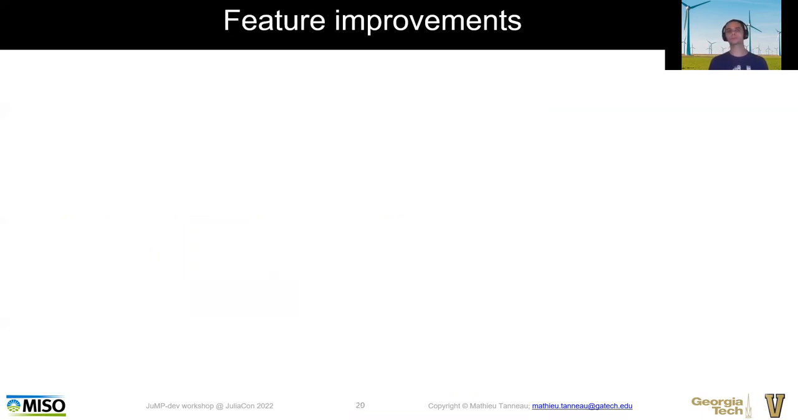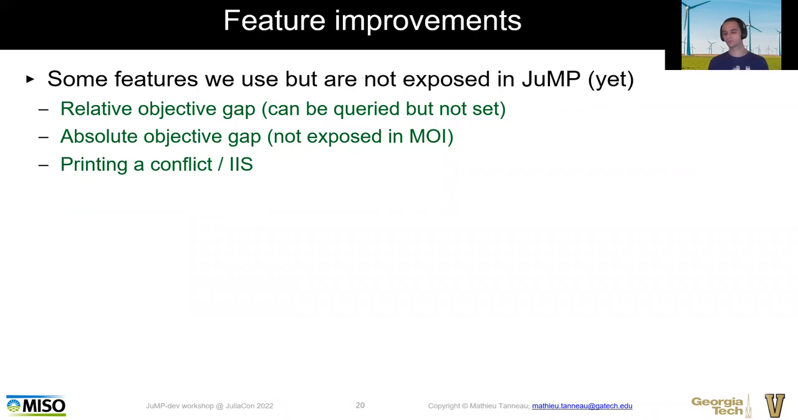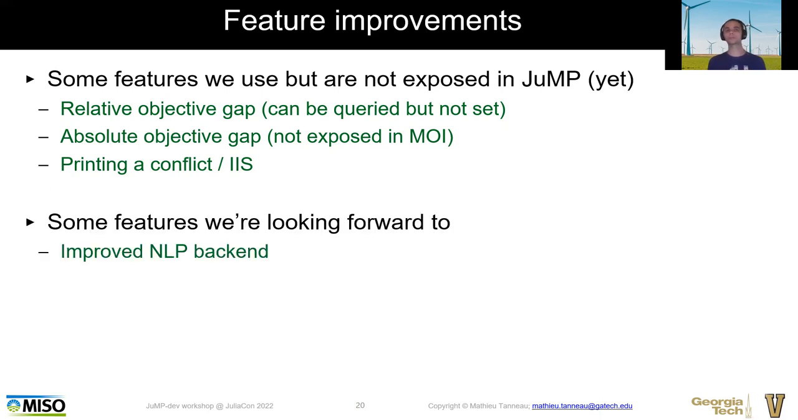A few features that we would like to add but are not exposed in JuMP yet are things related to, for instance, optimality gaps or the ability to print a conflict, not just compute it. These are minor things that we use a lot, and having those exposed in JuMP would make our life a little bit easier. But it's nothing that we couldn't do. One feature we're looking forward to in particular is the performance improvements on the nonlinear programming backend in JuMP and MOI. We're very much looking forward to this, and we're very excited to see this happening.